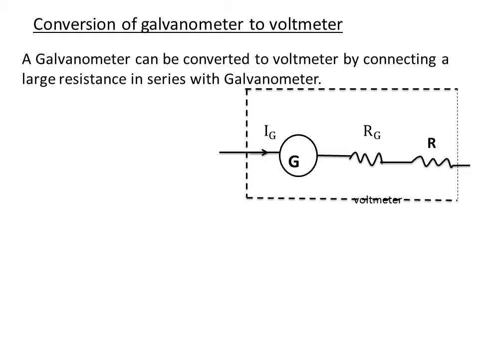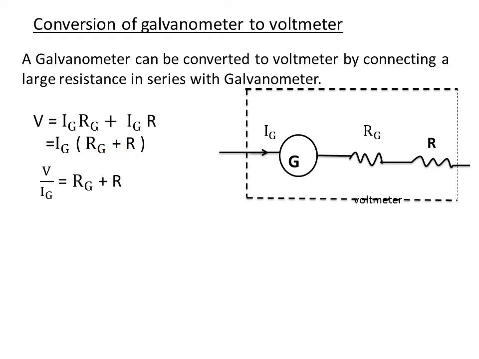Suppose we have designed this voltmeter to read a maximum of 5 volt or say V volt. If we give that 5 volt or V volt across the two terminals, it will get divided among Rg and R. So we can write 5 volt or V volt is equal to voltage across Rg plus voltage across R, that is Ig Rg plus Ig into R. Taking Ig outside, V equals Ig into (Rg plus R), V by Ig equals Rg plus R, or R equals V by Ig minus Rg.